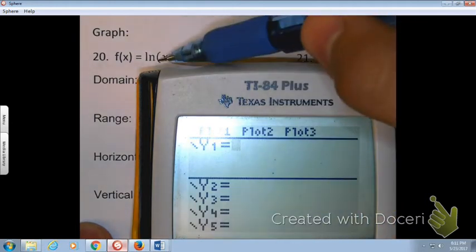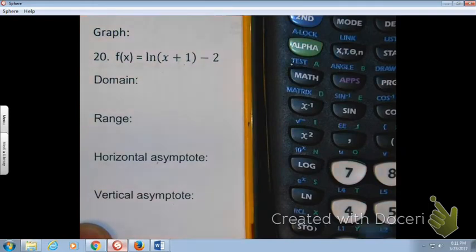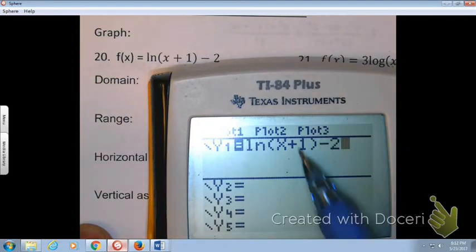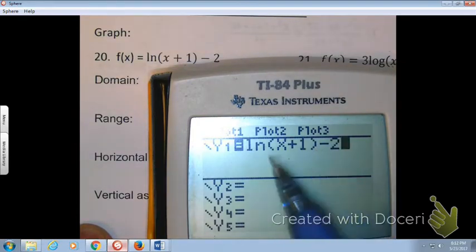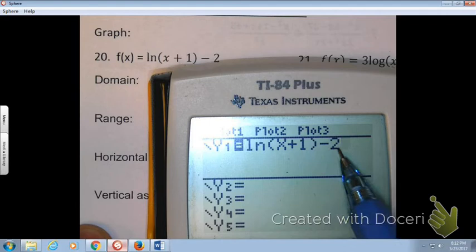Notice that there is a ln. So there's an ln next to your 4. So you're going to press this. And then we're going to start typing ln of parentheses x plus 1, close parentheses, minus 2, okay? Do not have this open. It makes a huge difference, okay? This is saying natural log of this, and then inside, minus this, okay? We're going to graph this.